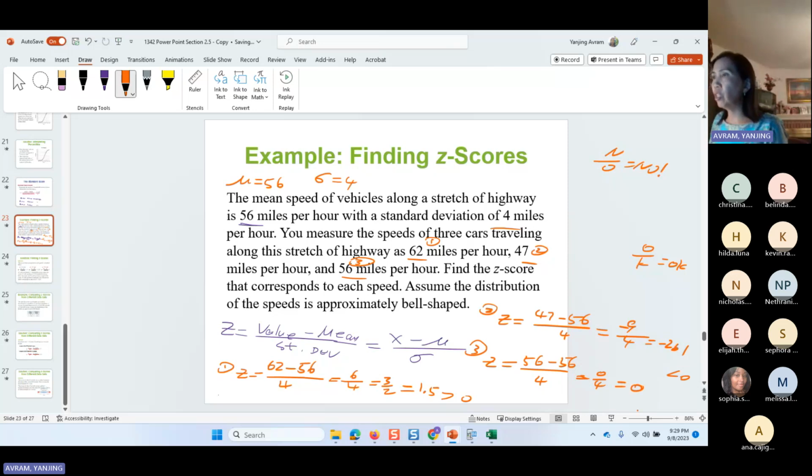So what does 0 mean? 0 means this is equal to the average speed here. All right, so that is how you calculate the z-score. We're going to use the z-score later on for a lot of things, but this gives you a little bit of an idea on how to calculate it.